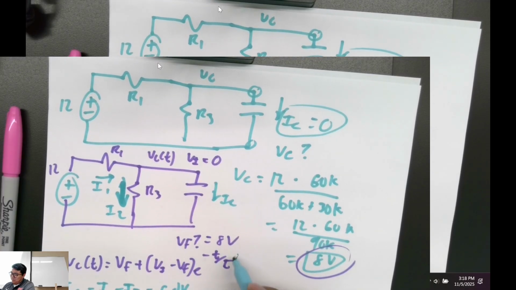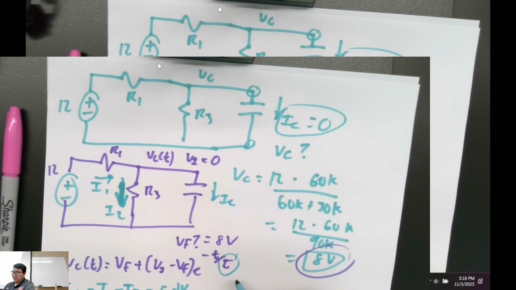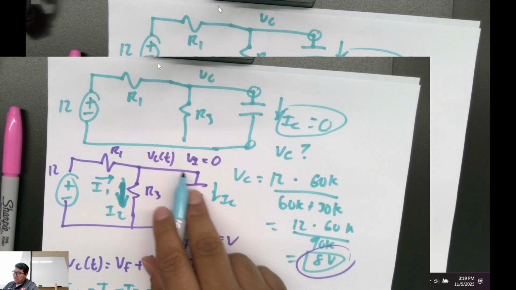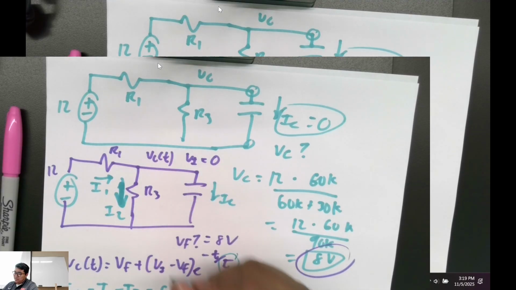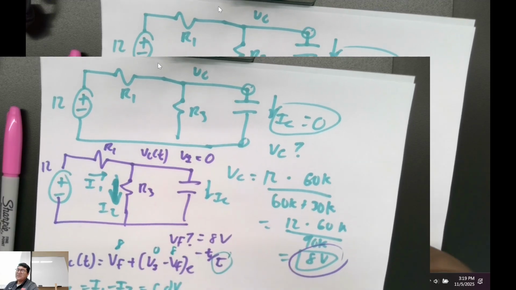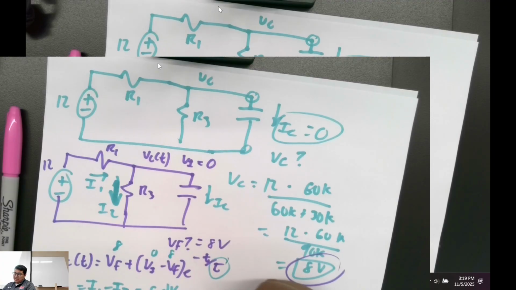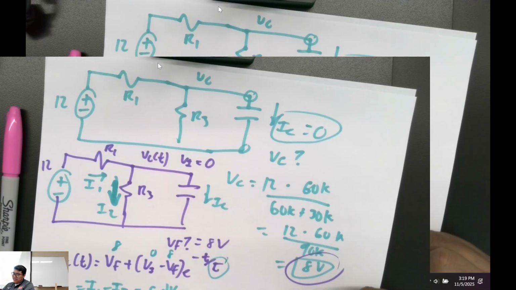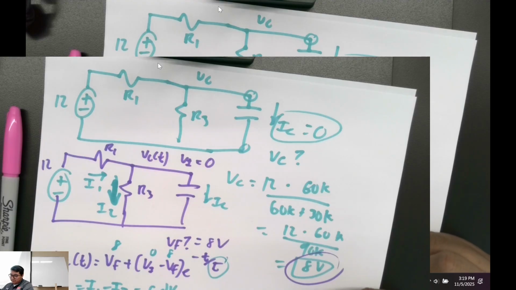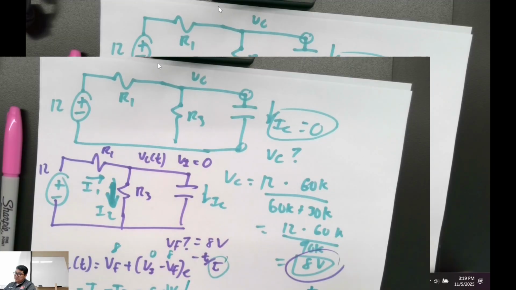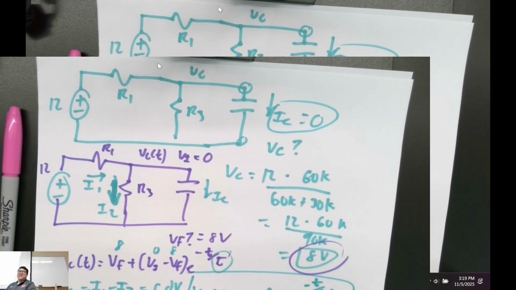Let me show you. Because right now I'm trying to find tau. This is the important thing I want to know. Let me start plugging and chugging. Our V initial is going to be 0, but our V final is going to be 8 volts, right? So VC of t is going to equal 8 volts times 1 minus e to the minus t over tau. Now we just got to figure out tau.